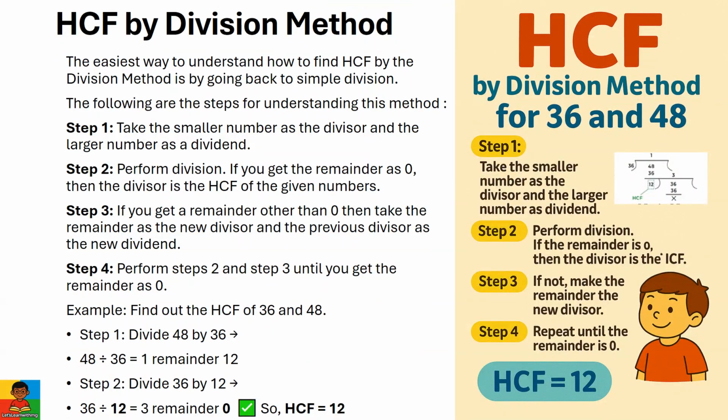Finding HCF by the division method is simple. Step 1, use the smaller number as the divisor and the larger as the dividend. Step 2, divide. If the remainder is 0, the divisor is the HCF. Step 3, if not, use the remainder as the new divisor and the previous divisor as the new dividend. Repeat until the remainder is 0. For example, with 36 and 48, divide 48 by 36 to get remainder 12. Then divide 36 by 12 to get remainder 0. Therefore, the HCF is 12.